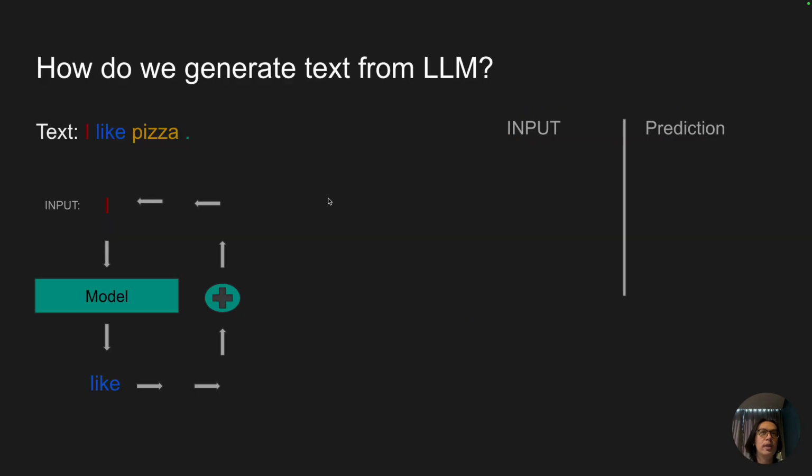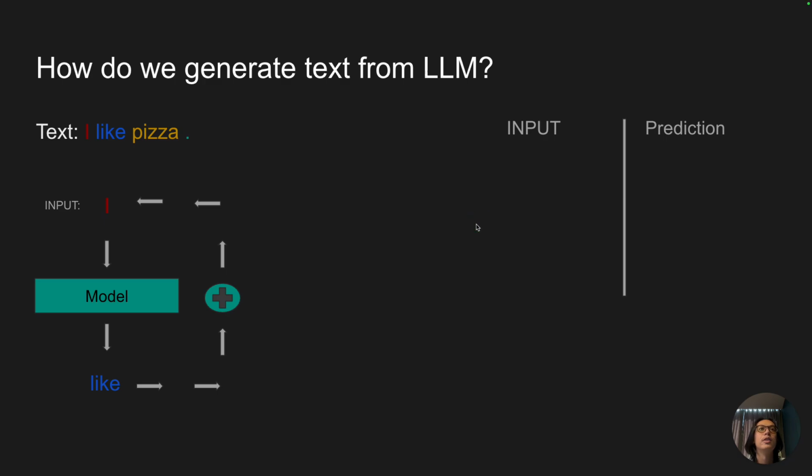So how do we generate text from the large language model? For example, say the model generates "I like pizza." What happens step by step is we give "I" as an input to the language model and we try to guess the next token or next word, like, and it is concatenated back to the input. It will become "I like."